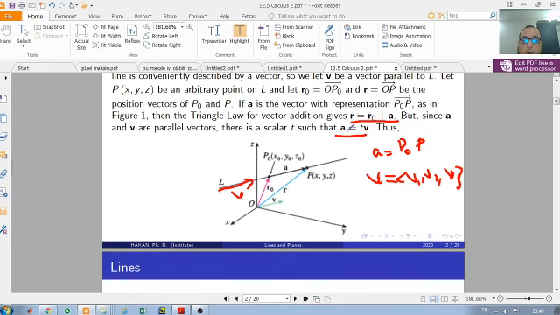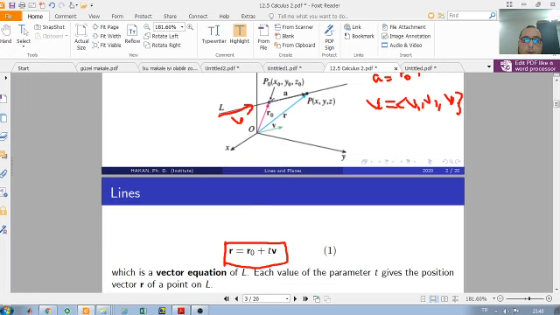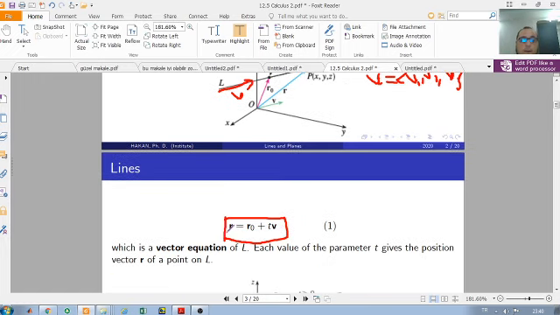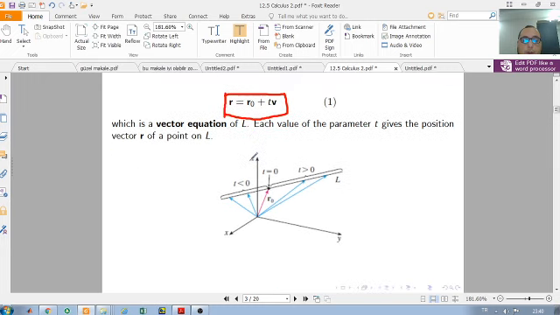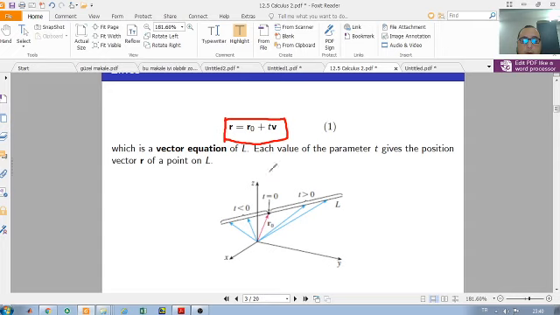Okay, and we know A by using the components of the vector V. Therefore we obtain a vector equation. The vector R is equal to R0 plus the vector A, which is a multiple of the vector V, which is the direction vector of the line. So this is called a vector equation of the line in three-dimensional coordinate system.